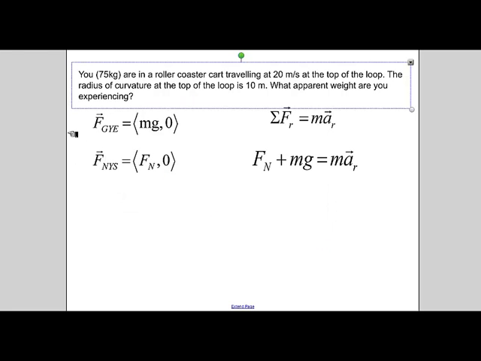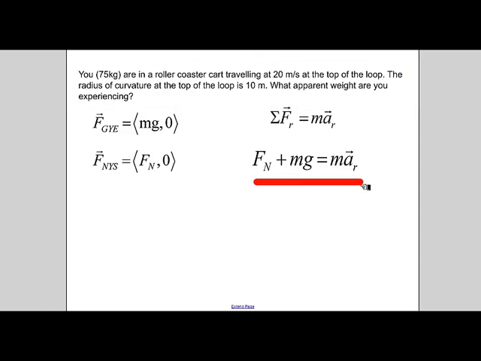So we take those two components, and then we use Newton's second law that says the force in any direction is equal to the mass times a component of the acceleration in that direction. And we simply substitute in, and we get a general formula here that we'll work from.